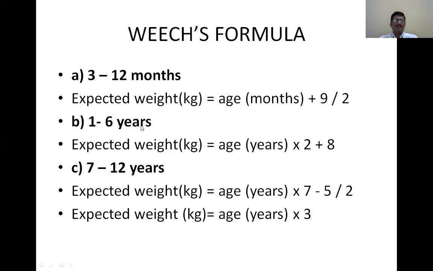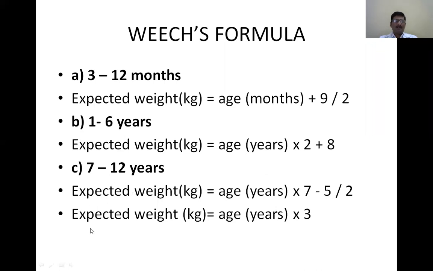Between 1 and 6 years, the expected weight will be age in years multiplied by 2 plus 8. This is the formula by which you can expect the weight gain. Say, for example, a 5-year-old boy. Here you put 5 in, multiply it by 2 to become 10, plus 8, 18 kgs. So a 5-year-old boy is supposed to have a healthy weight of about 18 kgs. That's what the formula indicates.